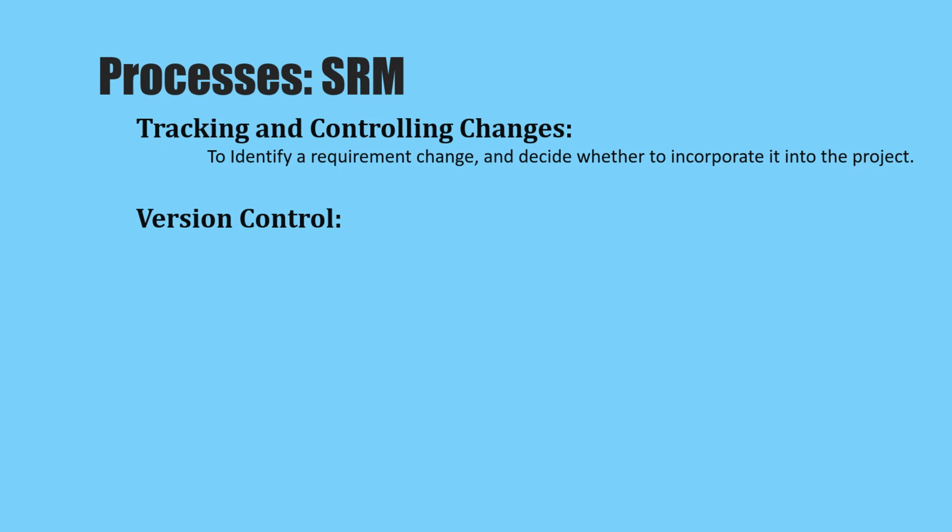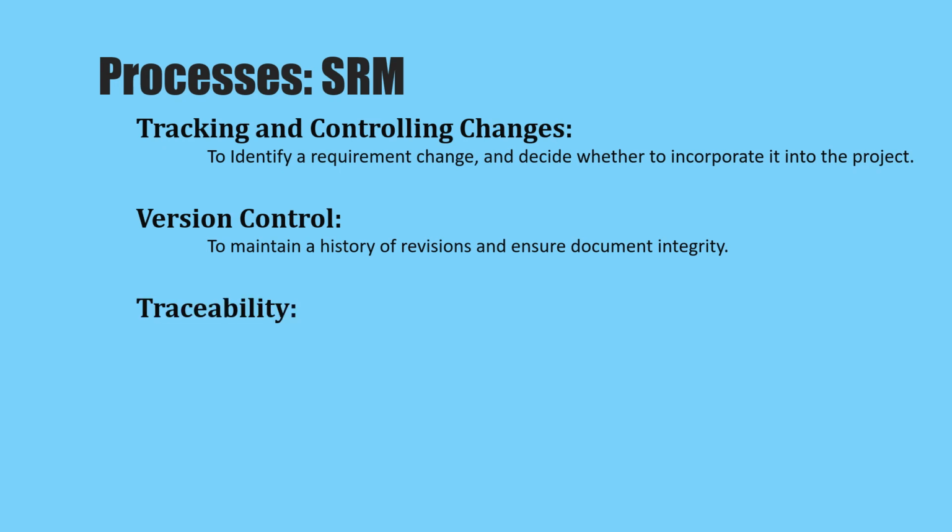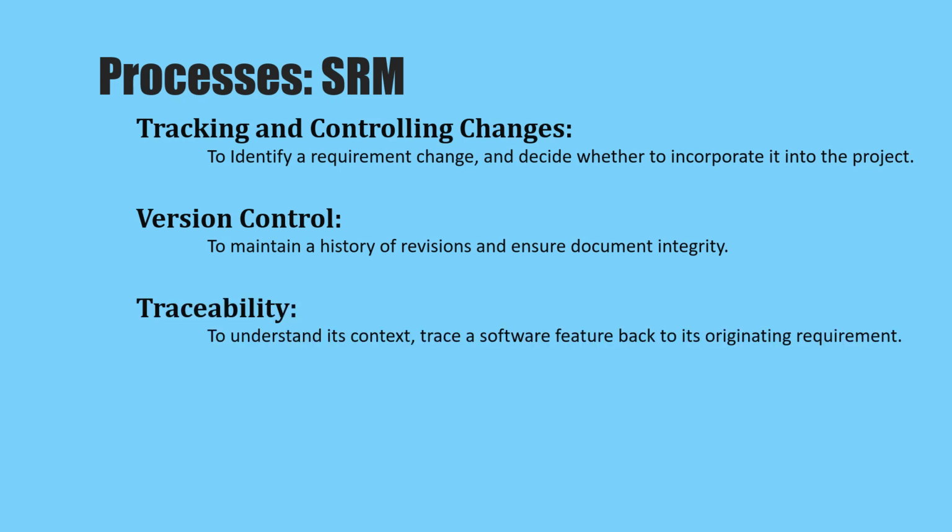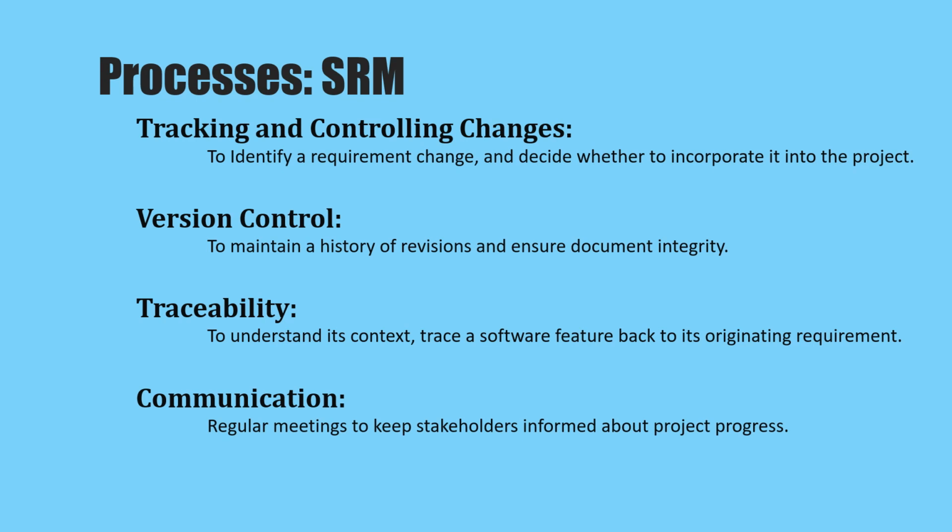Process. Tracking and controlling changes: identifying the source of a requirement change, assessing its implications, and deciding whether to incorporate it into the project. Version control: using version control software to maintain a history of revisions and ensure document integrity. Traceability: tracing a software feature back to its originating requirement to understand its purpose and context.